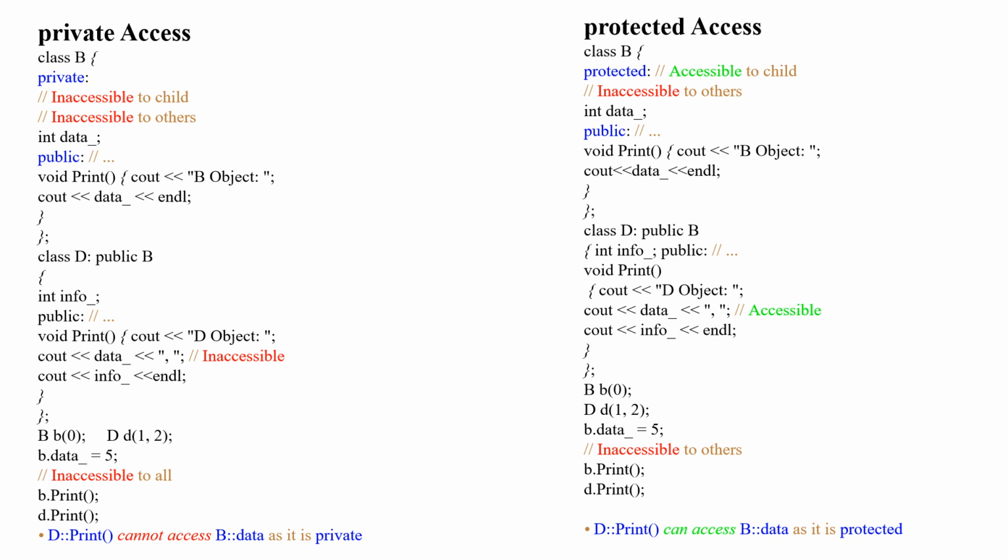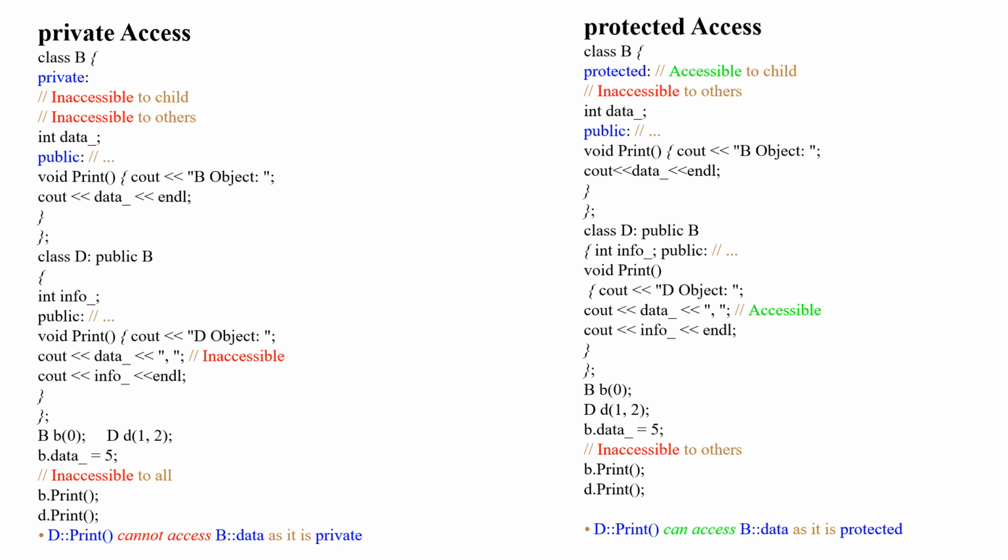When d.print is called, it prints out the message indicating it's a D object. It tries to print the value of data underscore, but again, since data underscore is inherited as private, it's inaccessible within the print function of D. So it successfully prints out the value of info underscore, which is 2.